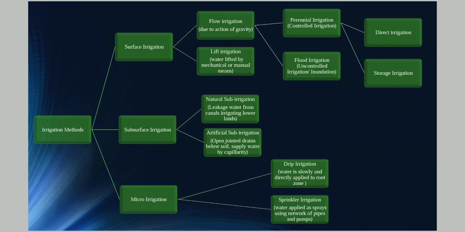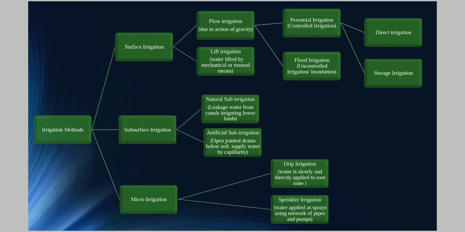Irrigation methods in general can be broadly classified into three types. One is surface irrigation, next one subsurface irrigation, and the last one is micro irrigation. Surface irrigation is the irrigation in which the water is applied on the surface of the land area which is cultivated. This can be classified into two types: one is flow irrigation and the other is lift irrigation.